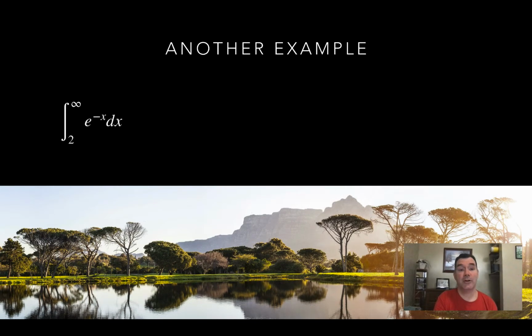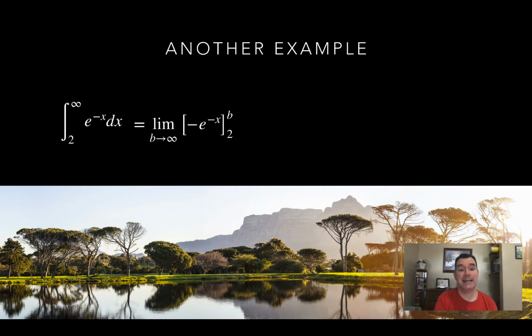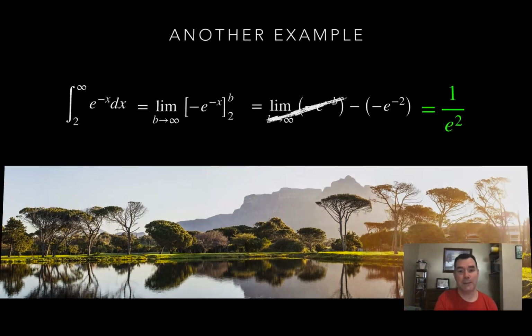All right, looking at another example, I'm going from 2 to infinity of e to the negative x. So again, I take the antiderivative of that, which is negative e to the negative x, and the integral will now go from 2 to b, and I will let b go to infinity. Okay, and so if I plug that b value in, I get negative e to the negative b. Minus, if I plug in 2, I'll get negative e to the negative 2. But remember, I have to take the limit as that b value goes to infinity. As b goes to infinity, that's going to go to 0 as well, and I'll just be left with negative e to the negative 2, which is just 1 over e squared.